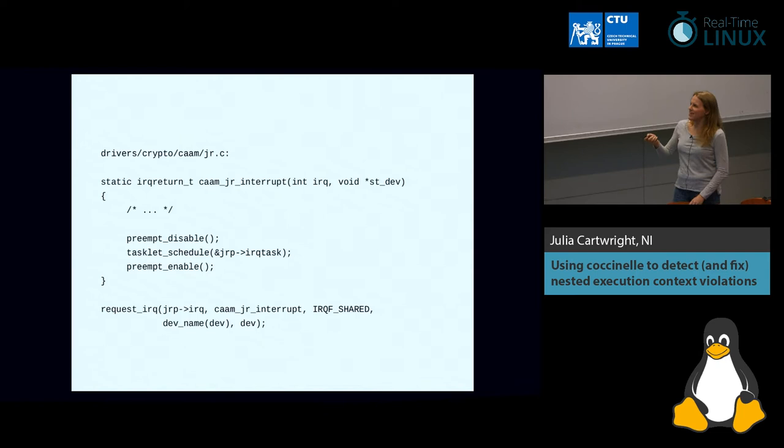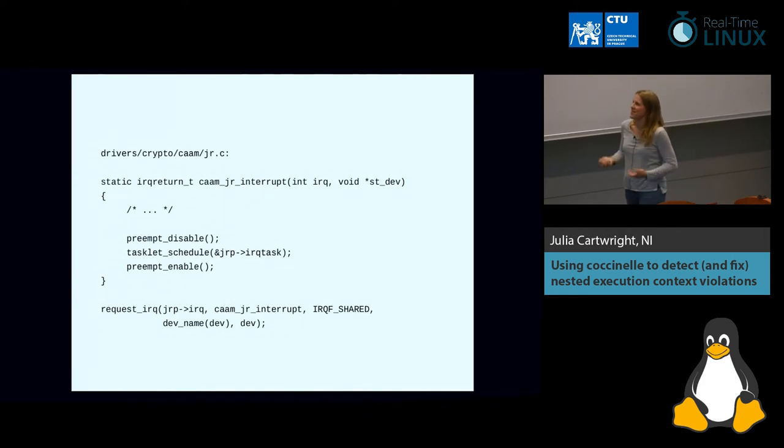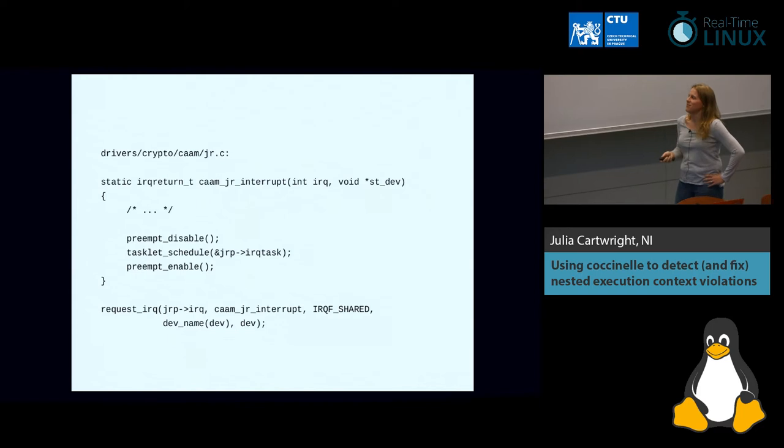On mainline, this handler is invoked in hard interrupt context in which preemption is implicitly disabled. But then they decided to make preemption even more disabled for some reason, I don't know. And also, why disable it across the task list schedule? It doesn't make sense. That's interesting. I would like to be able to detect these cases and kind of analyze them further.